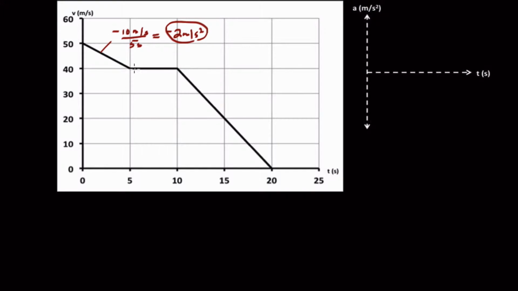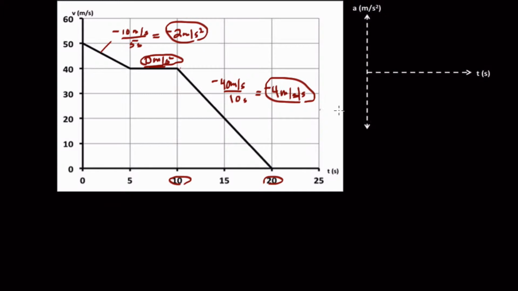Here we see it's at a constant velocity for this part of the line here, which means its acceleration is 0 by definition, right? If it's at a constant velocity, it's not accelerating. For this last part of the line, between 10 and 20 seconds, it goes from 40 to 0 meters per second, so it goes down 40 meters per second, and that takes 10 seconds. And so we see the acceleration here is -4 meters per second every second, or -4 meters per second squared.